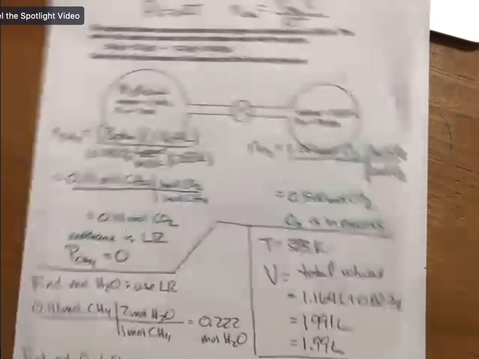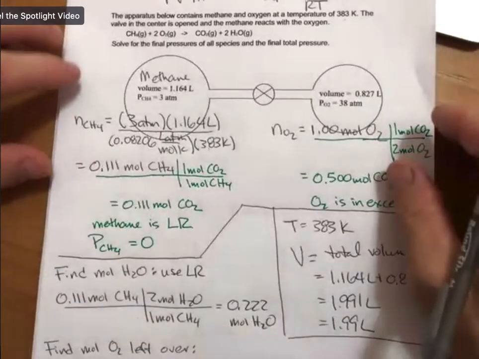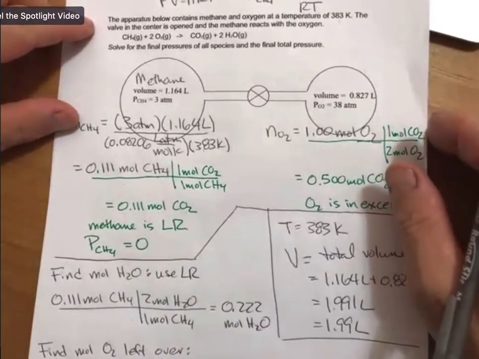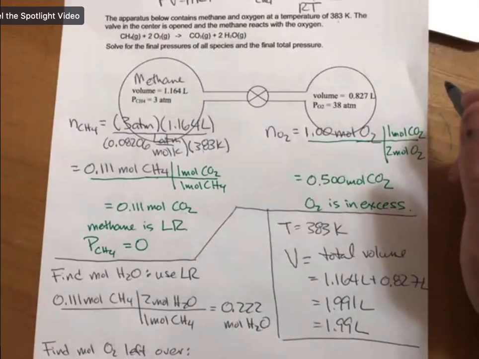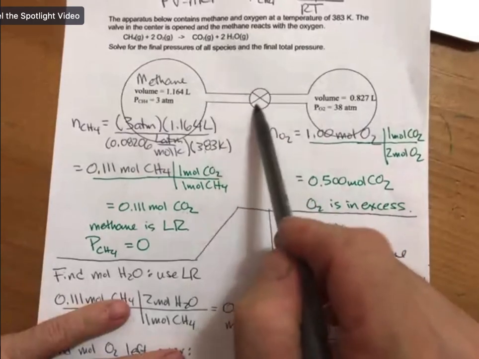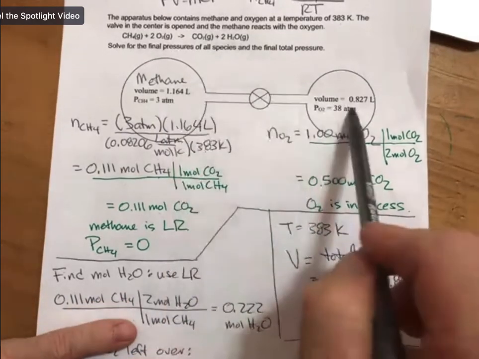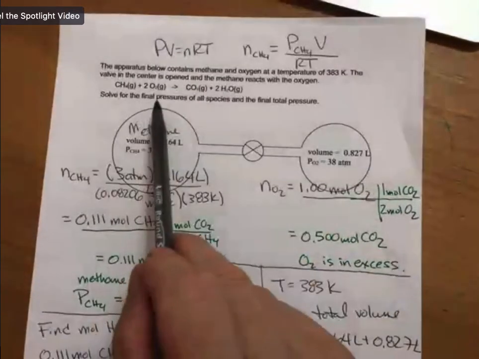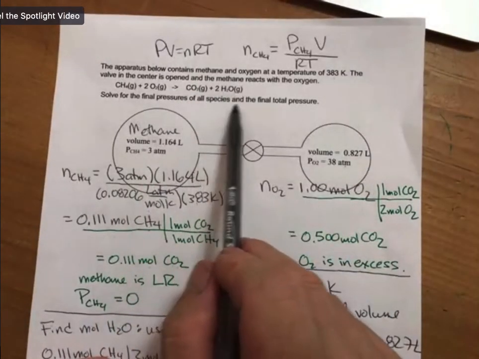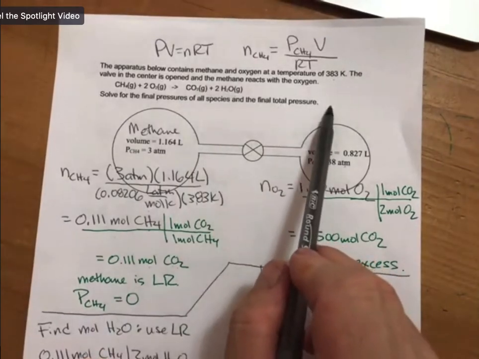I sure can. So it says the apparatus below contains methane and oxygen at a temperature of 383 Kelvin. The valve in the center is opened, and the methane reacts with the oxygen. Here's the balanced reaction. Solve for the final pressures of all species and the final total pressure.